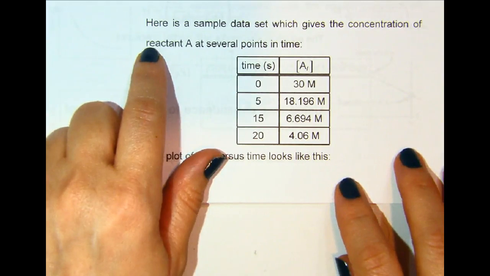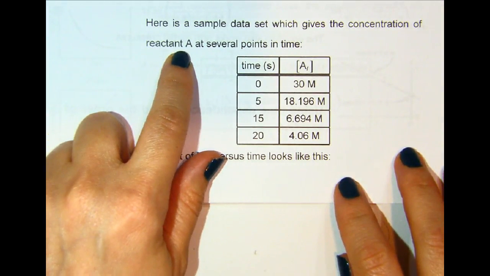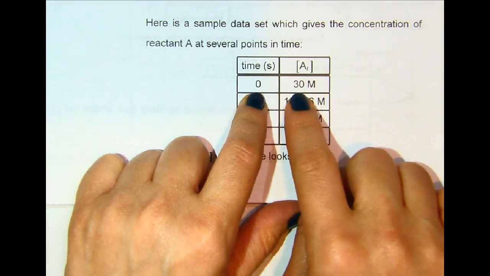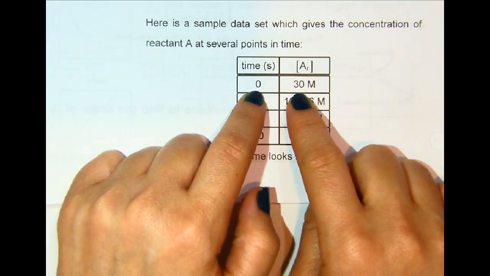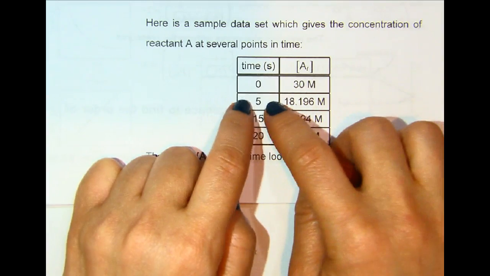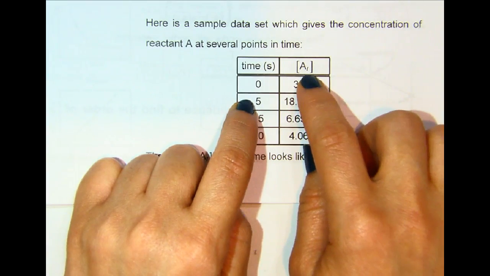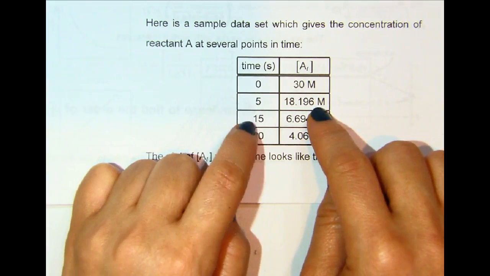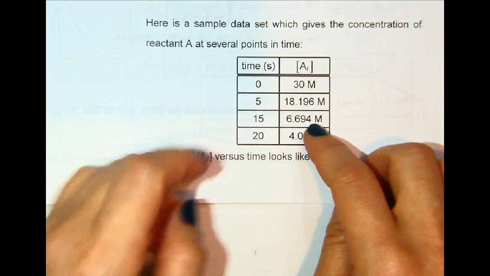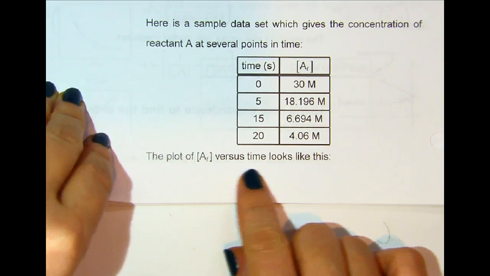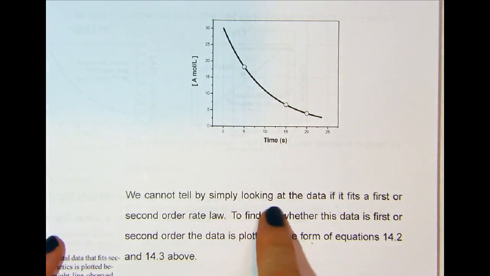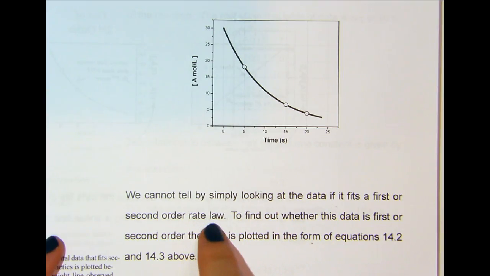Here is a sample data set which gives the concentration of reactant A at several points in time. So here is time, and at time 0, you could say that this is our original concentration. And then as time progresses, this is our new concentration. So at 5 seconds, the concentration is 18.196. At 15 seconds, the concentration is 6.694. The plot of [A]t versus time looks like this. We cannot tell by simply looking at the data if it fits a first or second order rate law.